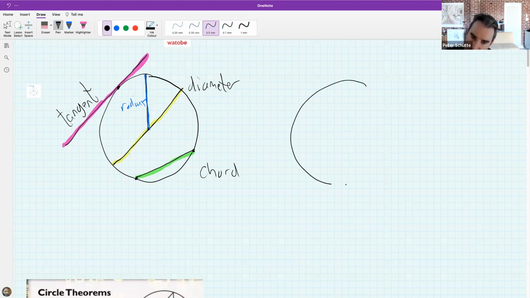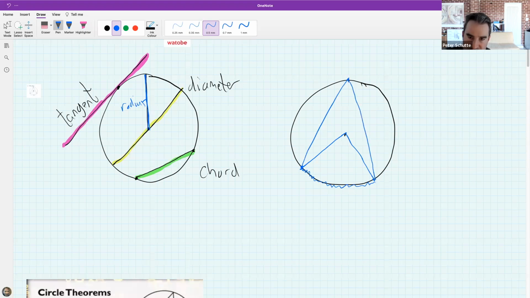And then something else we spoke about in the last lesson was if we have an arc. Now, an arc would just be going between 2 points along the circumference of the circle, and we subtend an angle at the center. That's what we call subtending an angle at the center. And then if we go up here, that's using an arc to subtend an angle at the circumference.